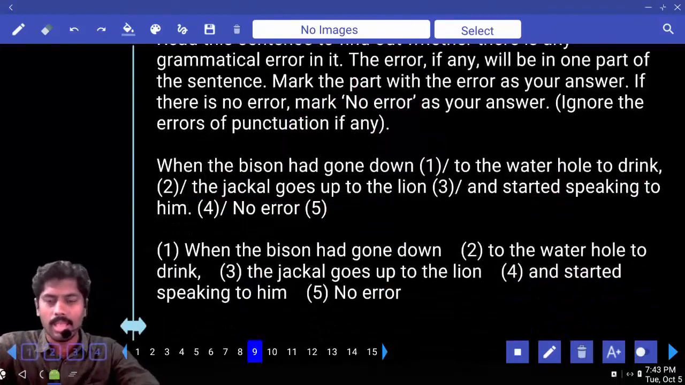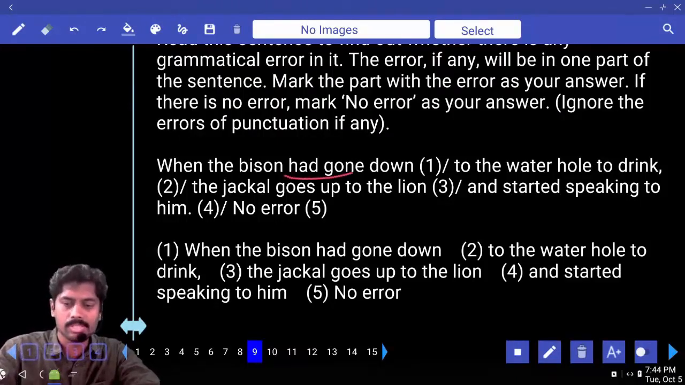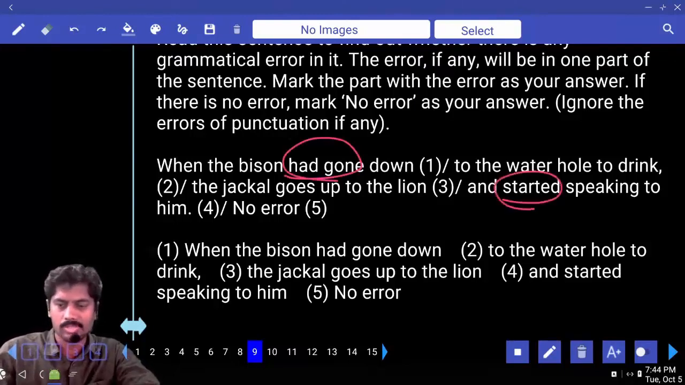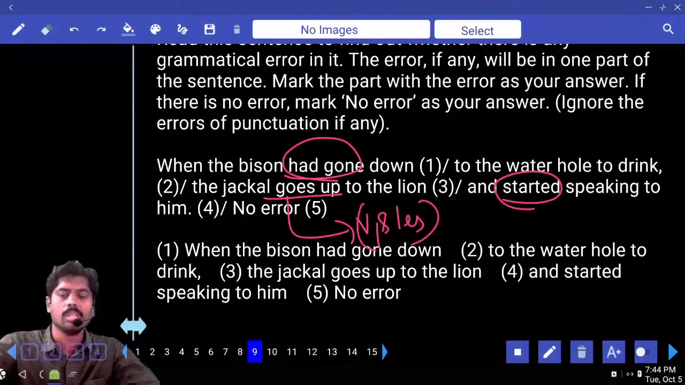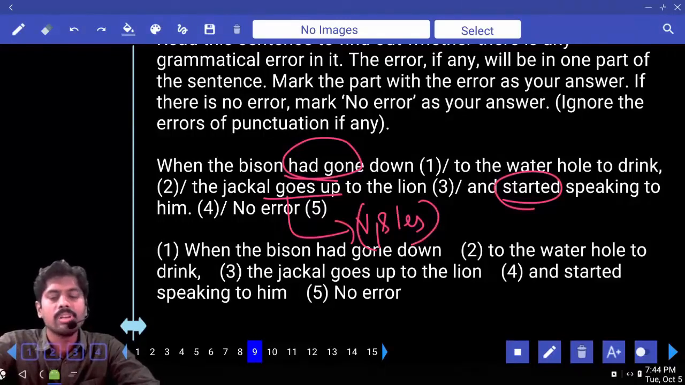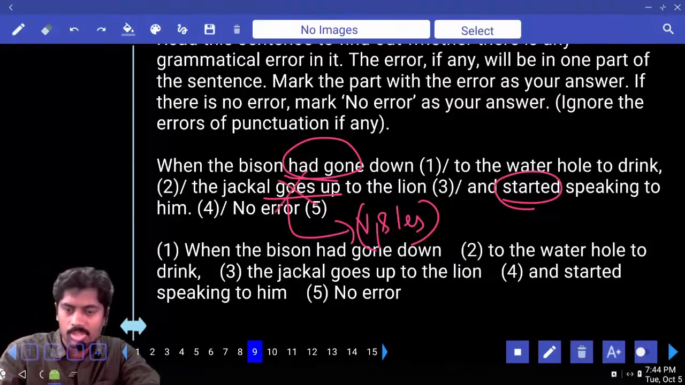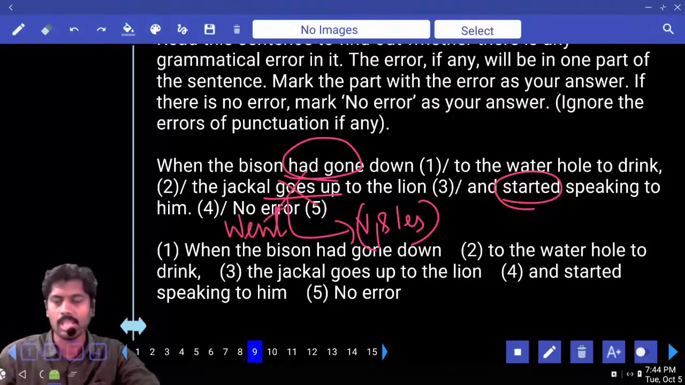When the bison had gone down to the water hole to drink, the jackal goes up to the lion and started speaking to him. If you observe the sentence, how are the verbs? The verbs are given in the past. Had V3 is past, started is past, but this goes is in the present, V1. The sentence is dominated by past verbs, so more verbs are related to past. So convert this present verb into past verb form. So when the bison had gone to the water hole to drink, the jackal goes up is wrong. The jackal went up to the lion and started speaking to him. Third one.